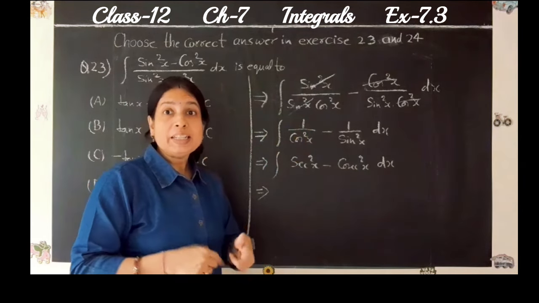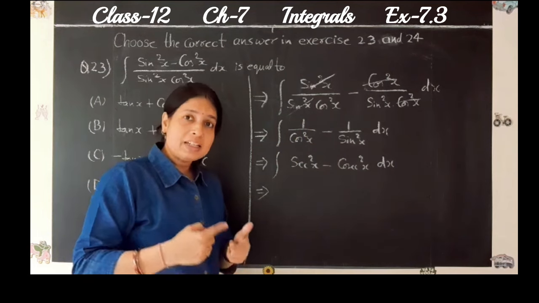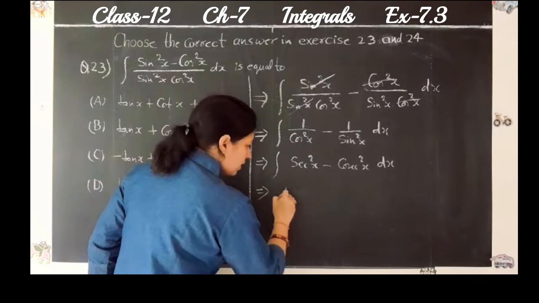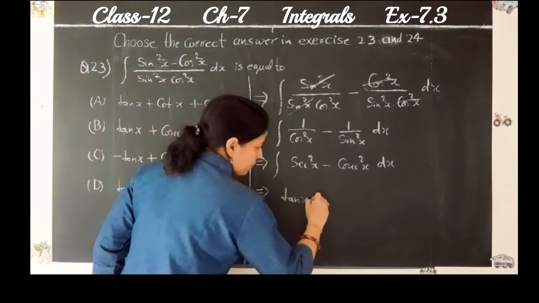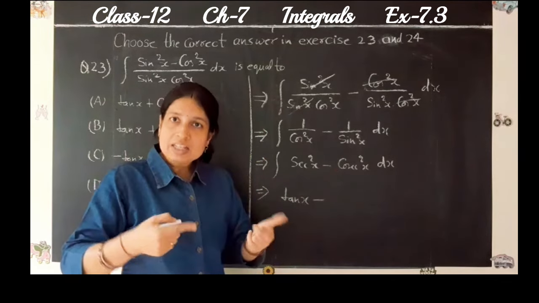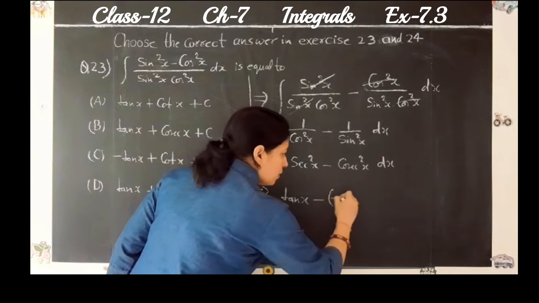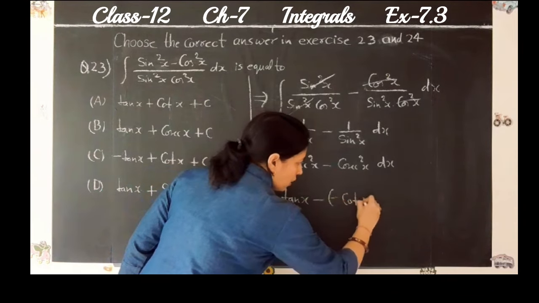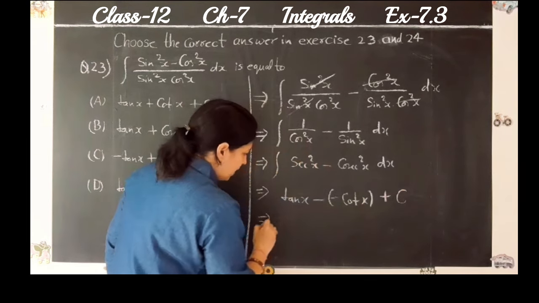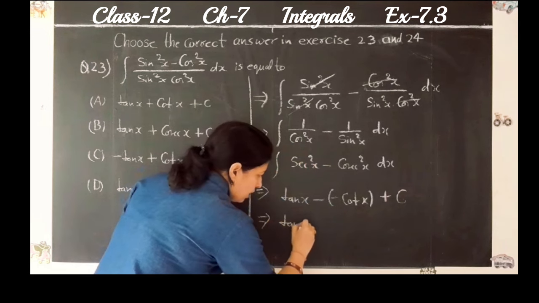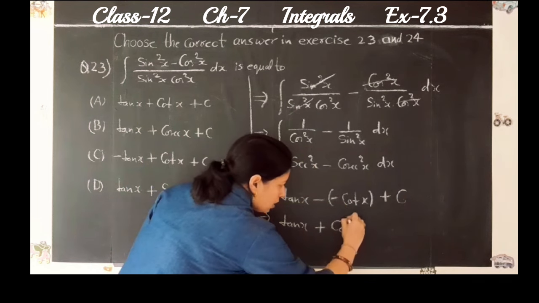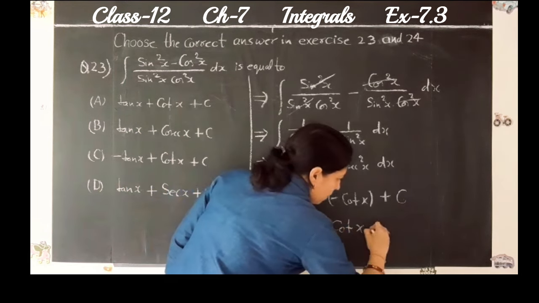We know the formula of integral of sec square x. What is the formula for that? Yes, integral of sec square x is tan x. Write this minus, and integral of cosec square x is minus cot x. So write here minus cot x, and write a constant c. So finally we can write tan x minus, and minus becomes plus, tan x plus cot x plus c.